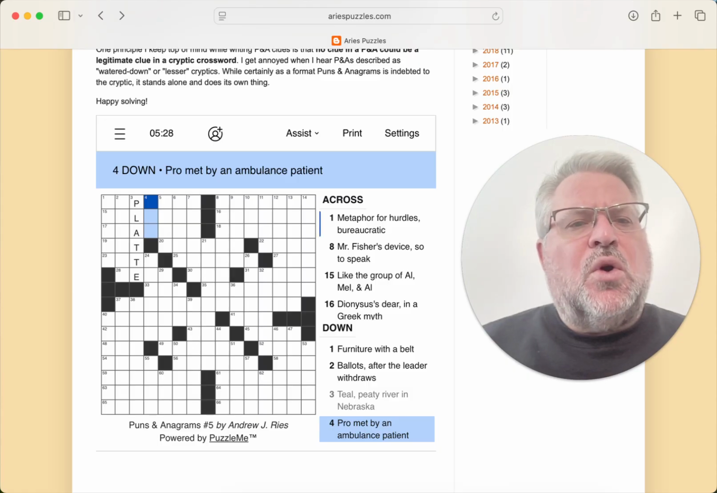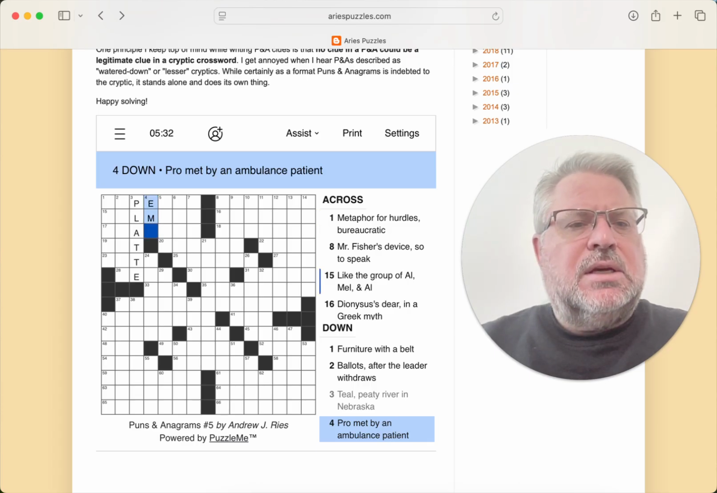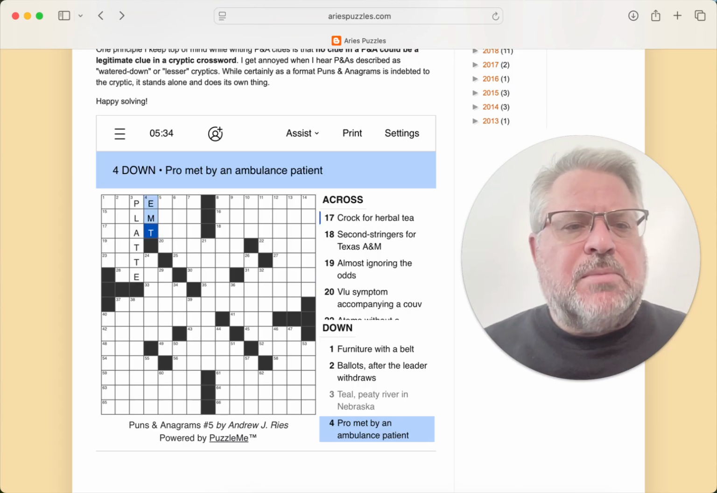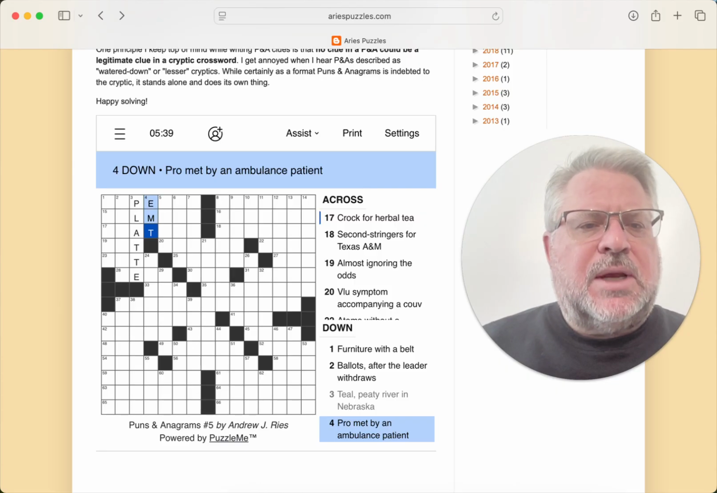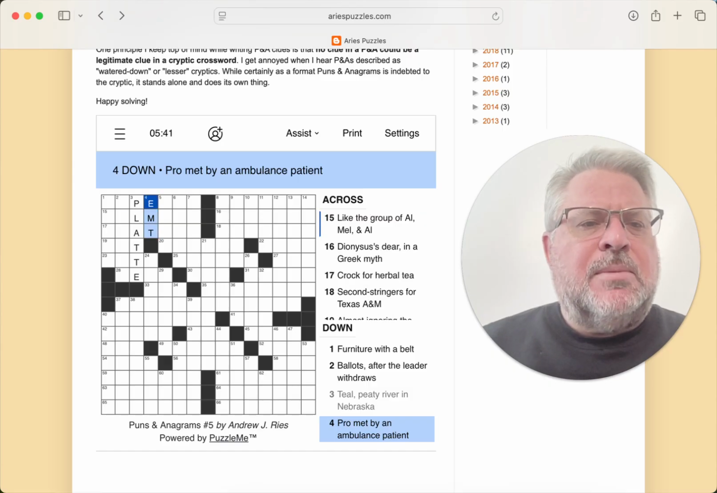Four down, pro, met by an ambulance patient. Okay, an EMT would be a professional person. An emergency medical technician would be a professional met by an ambulance patient. I think we're anagramming the letters from MET there.